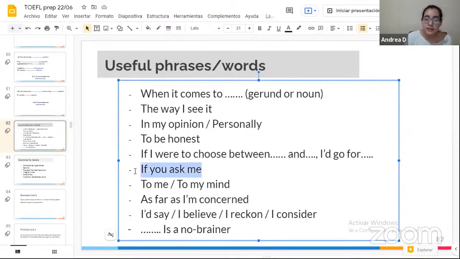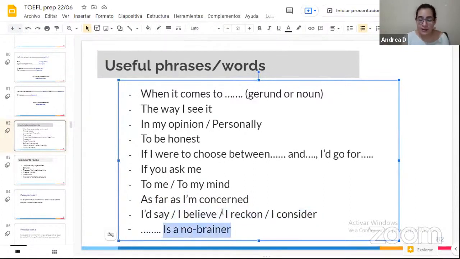The same, I think, you know, if you ask me, this is better, or to me, this is better. To my mind, as far as I'm concerned, I'm more productive at night, you know, or I'd say I'm more productive by night. I believe, I reckon, I consider, those are better verbs than saying I think.